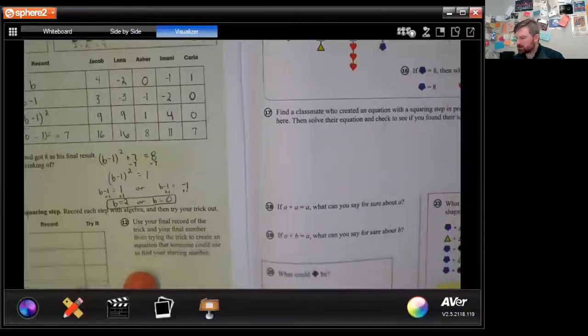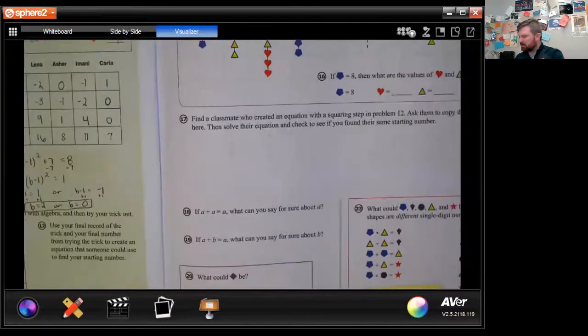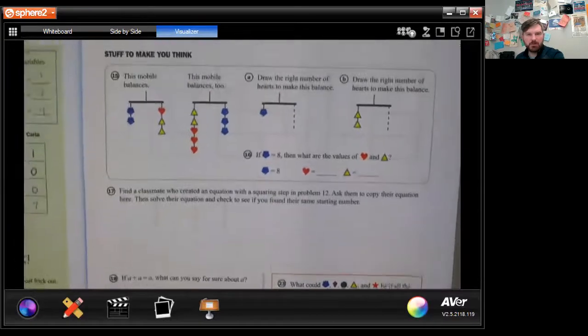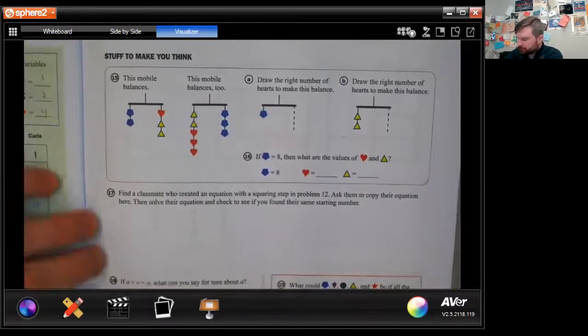We're going to get started on the second part of lesson 7 here on page 35. Last time, in the first part, we were talking about square equations, or equations that have squares in them. Today we're just going to do the stuff that makes you think and the tough stuff, to be ready for our quiz. So starting on page 35, we're at number 15.